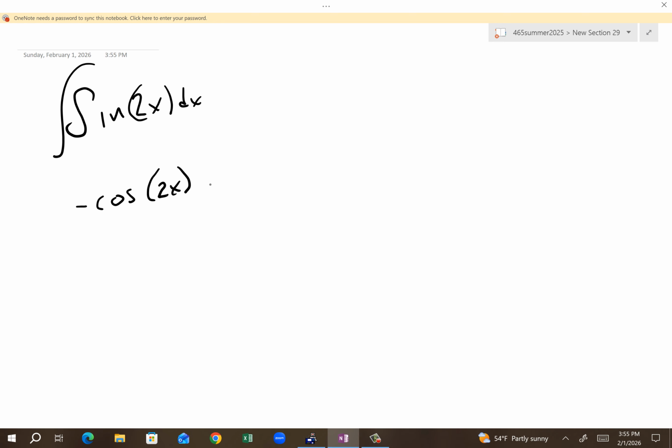Okay. I wonder, can you figure out what this one's going to be? Well, sine comes from negative cosine. I agree with you. Now, wait a minute. Is this going to work? Well, what's the derivative of this thing? Well, the derivative of this is sine of 2x times 2. Are you with me? Well, what are you going to do? Well, in other words, we need to then divide by 2. So your final answer would be negative 1/2 cosine of 2x.